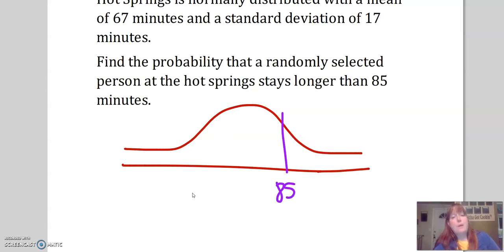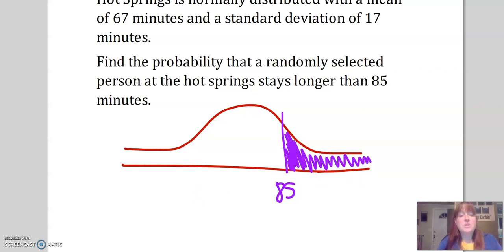We want to find the probability that if we picked one random person at the hot springs, they would have spent more than 85 minutes there. So how many of our people are actually in there? 100% of our people are somewhere under this curve. If I took a selection of all the people at Chico Hot Springs, 100% of them would go somewhere. Some of them would be here and some of them would be here, but 100% of them are under the curve. So I want to see what percent of the people are in this purple spot.